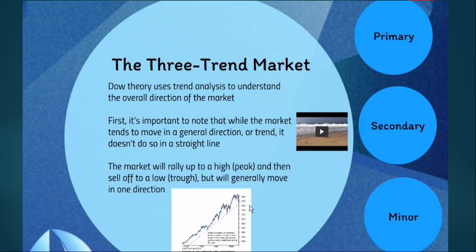Now Dow theory uses trend analysis, we know this. It's in a direction, fine. Just focus on the last line. The market will rally up to a high peak and then sell off to a low trough, but will generally move in one direction. Now I explained this the previous day with the help of a C wave and stuff. So if you haven't seen this point clearly, kindly go back and see the Dow theory video. It is totally explained there.